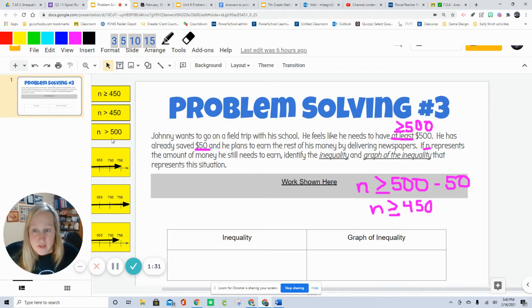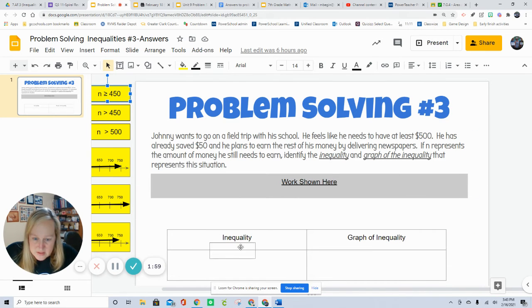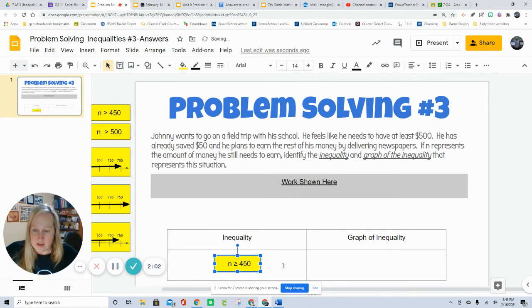Now, the problem that we're doing is wanting us to identify the inequality, which we have done. This is our inequality, okay? And then we need to find the graph of the inequality. So in case you haven't noticed these bright yellow things over here, we're going to look at them. So that seems to match that. So I am going to turn that off, and I'm going to drag this to the inequality that I think it is.